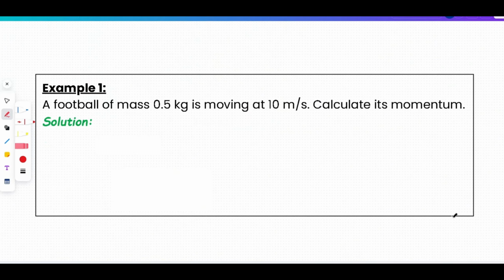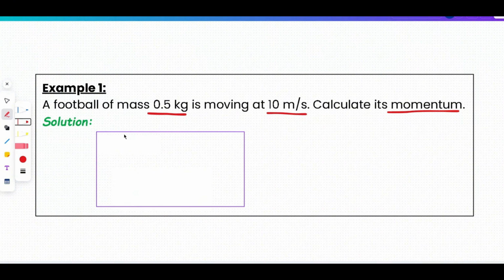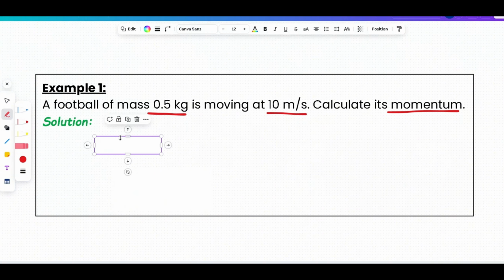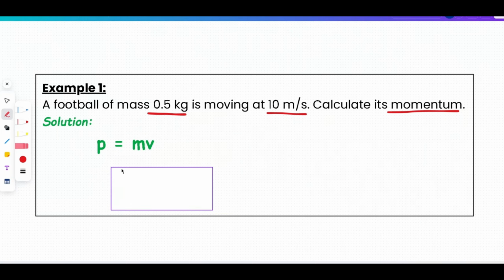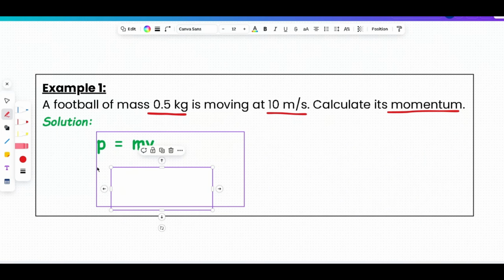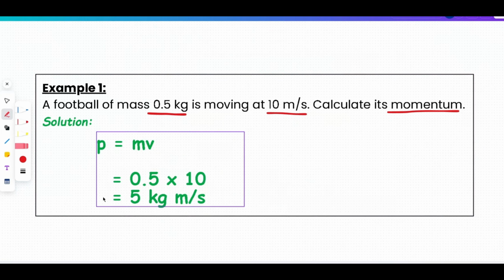Let's see an example. A football of mass 0.5 kg is moving at 10 meters per second. Calculate its momentum. To find the momentum, we can simply use the equation P equals m times v. Then we can put down the values of mass and velocity and just solve it to get the value of the momentum. It is 5 kg meters per second. So this ball is moving with a momentum of 5 kg meters per second.